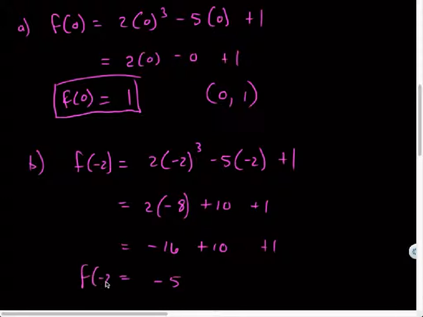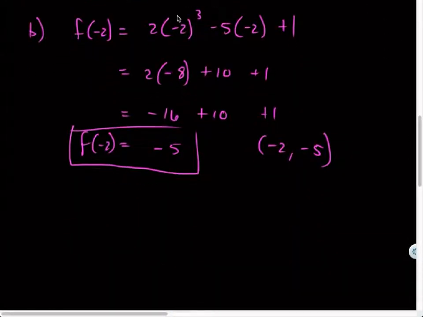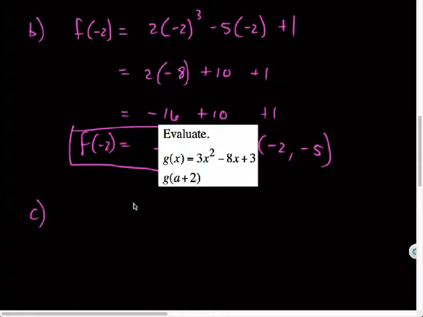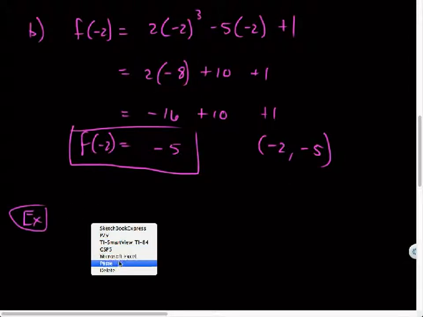So f of negative 2 is negative 5. Or like I said, you could always write that as an ordered pair, just so you're aware that those mean the same thing. And not only can I plug in numbers into a polynomial function, I can plug in letters or variables. Actually, this is going to be another example because it's a different function. Bam.